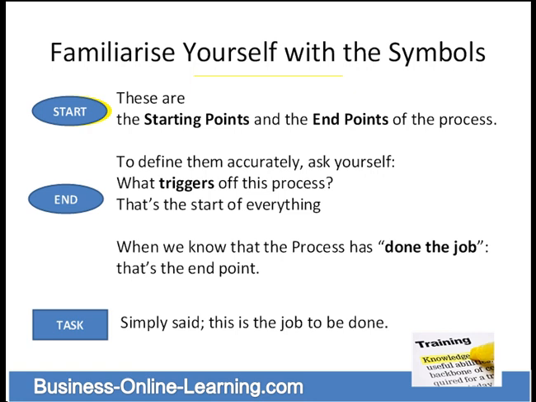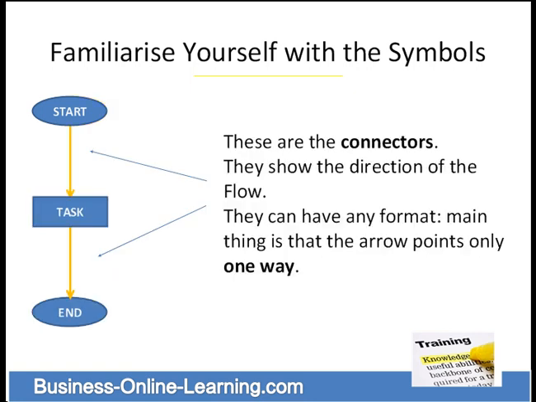A small rectangular box is the task. Simply said, this is just the job to be done at that particular point. Next, we connect the boxes. These are the connectors. They show the direction of the flow of the work to be done. They can have any format. The main thing is that the arrow points only in one direction.